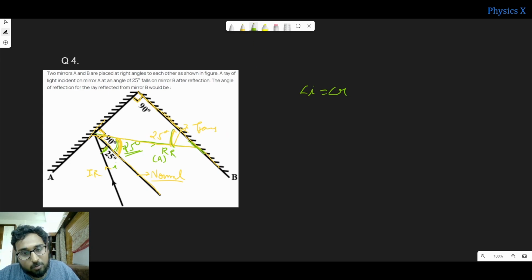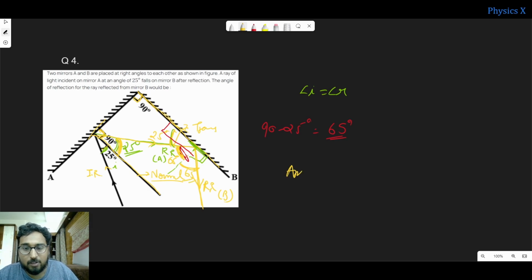Now if I draw the normal to this surface, it will be somewhat like this. So this is 90 degrees. What will be this total angle? 90 degrees. So this angle is 90 minus 25, which is 65 degrees. That means this particular angle is 65 degrees. So it will be reflected like this. This is the incident ray on the mirror, and this is the reflected ray from mirror B. If this is 65 degrees, this will also be 65 degrees.